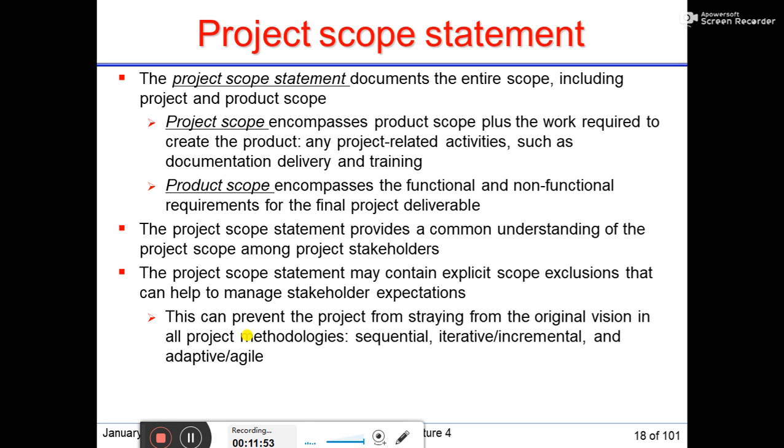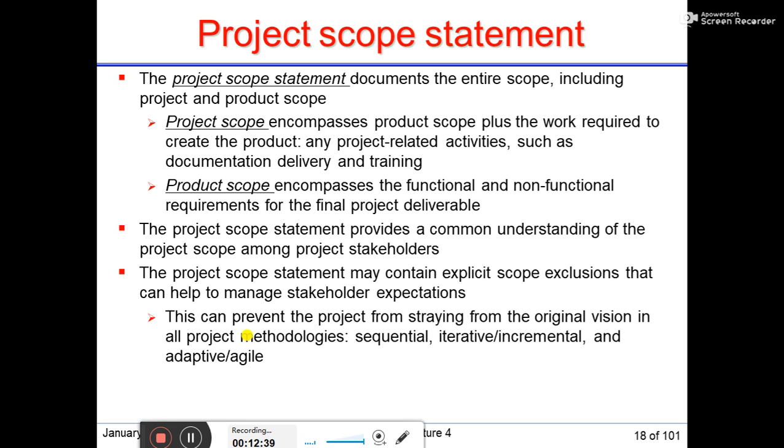The project scope statement may contain explicit scope exclusions that can help to manage stakeholders' expectations. It may also contain explicit scope inclusions that can help to manage stakeholder expectations. This can prevent the project from straying from the original vision in all project methodologies: sequential, iterative, incremental and adaptive or agile.